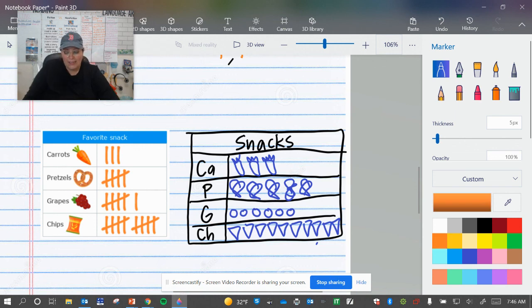And again, we need a key, right? Our key, 1 picture equals how many votes? 1 vote. So it's not always going to be votes. Sometimes it could be students. It could be anything, really. So you just have to pay attention to the title, and that will tell you what each thing is representing.